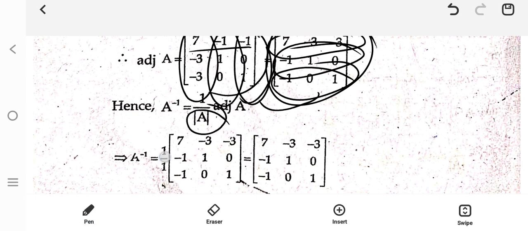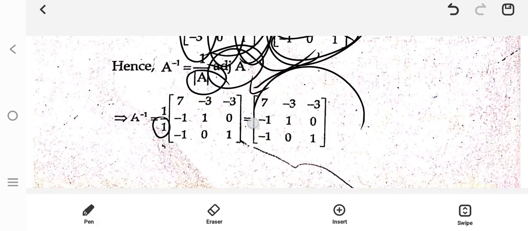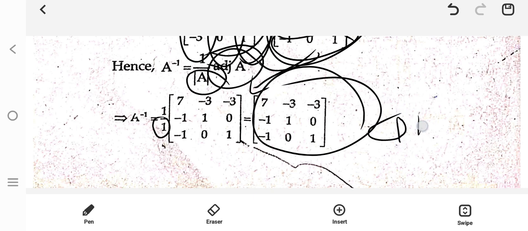So our determinant value is just 1. Put here 1 and multiply with the adjoint of A. This is our adjoint value. So just put it here, and our final answer will be this matrix. Okay, so this is our final answer.